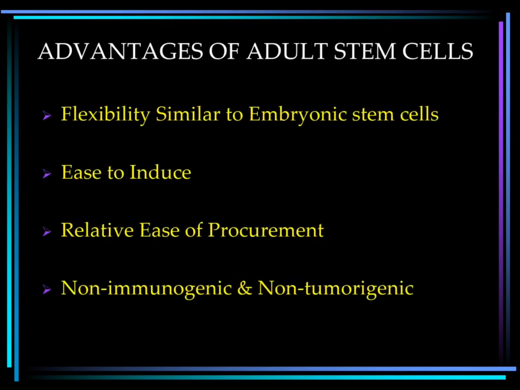So, advantages of the adult stem cells. The flexibility is pretty similar to the embryonic stem cells, and they are easy to induce, that's what I meant. The relative ease of procurement. There, one more thing you should observe here. Unlike the embryonic stem cells, where they encountered problems, here they wouldn't encounter the problems, as they are non-immunogenic as well as non-tumorigenic. They never found a problem involving immunogenicity and tumorigenicity here.